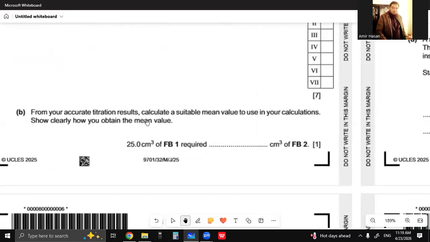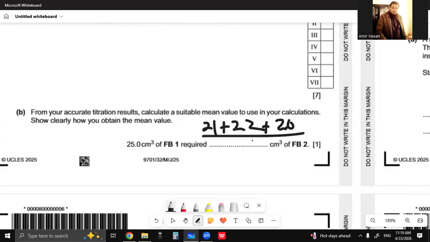From your titration, calculate the mean. For example, there are 3 readings coming, just like at first 21 coming, secondly 22 coming, thirdly like 20 coming. Then you add these 3 readings and divide it by 3, you get the average. This is the average volume: 25 cubic centimeter of FB1 requires dash cubic centimeter of the.